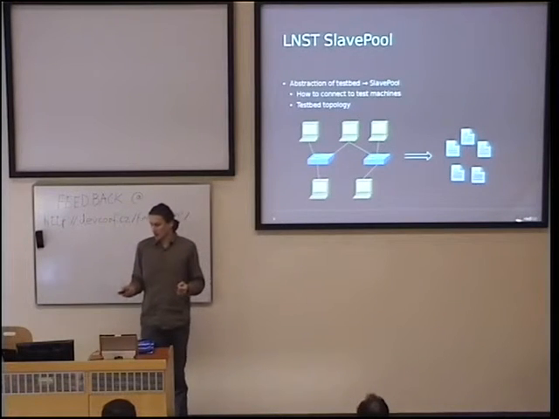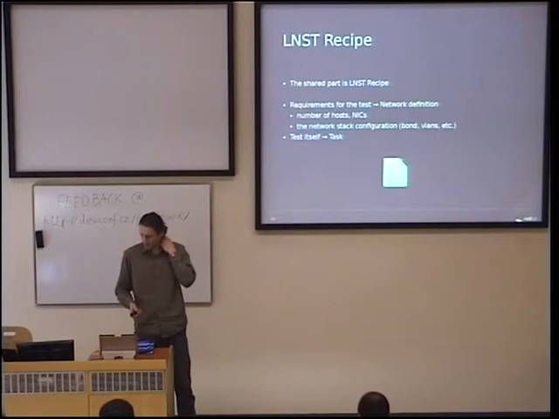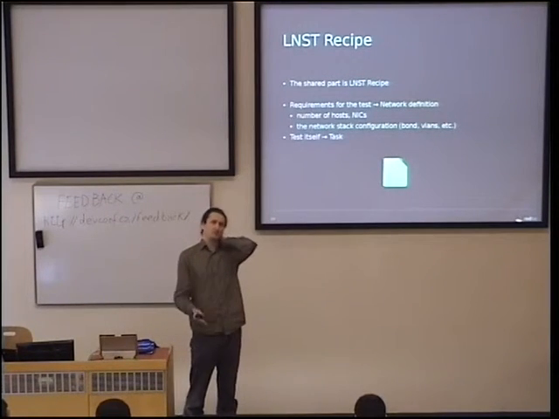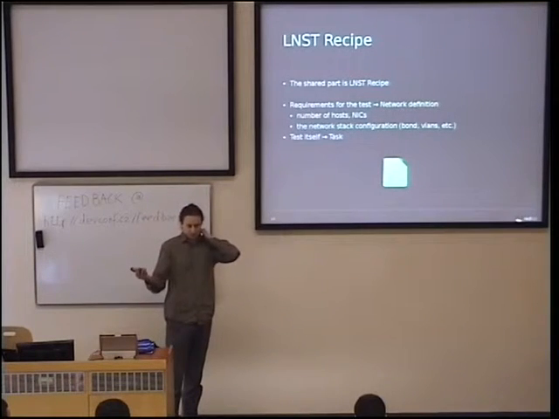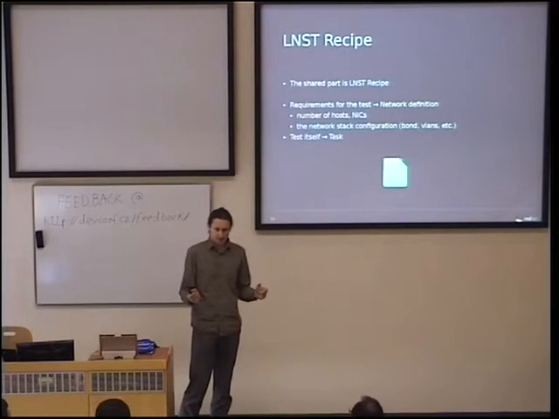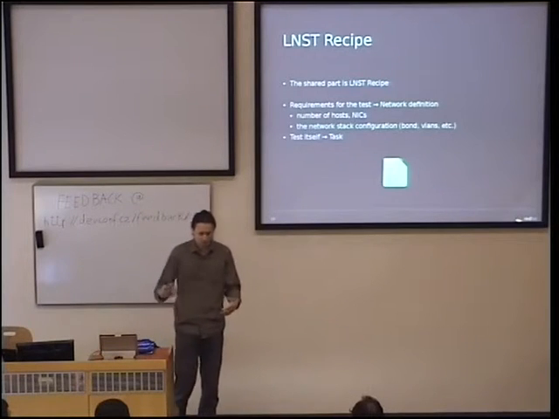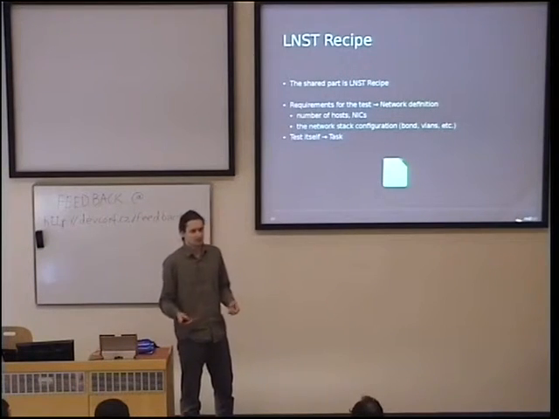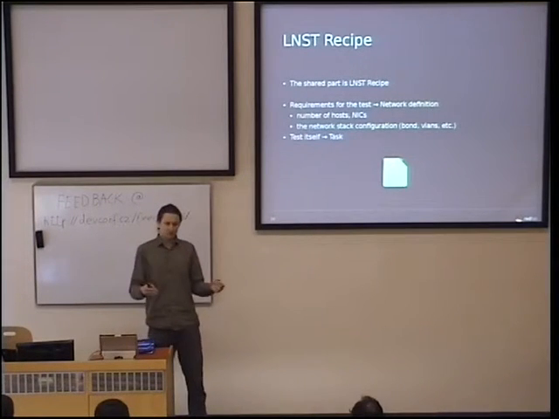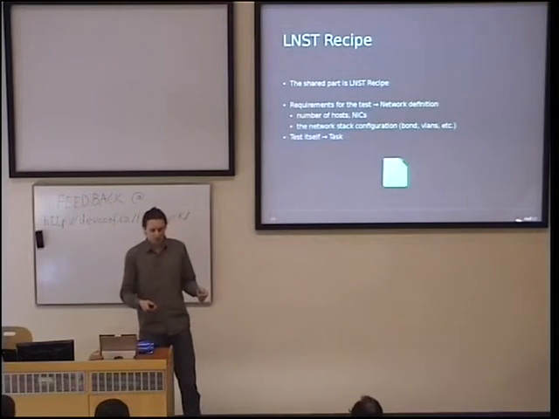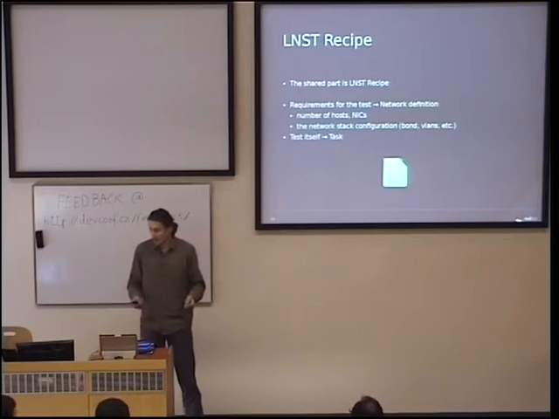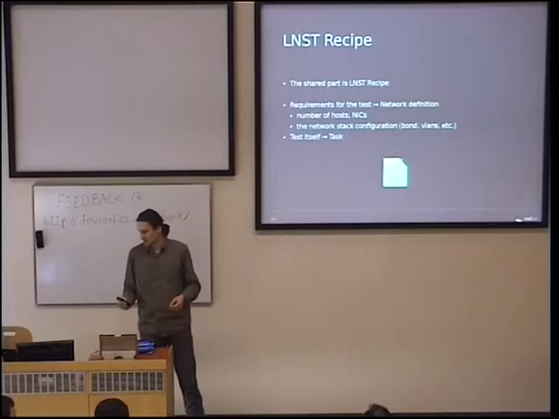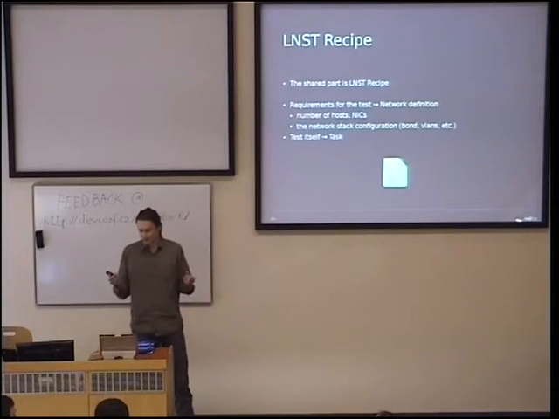Then the second thing, which covers the two remaining items for the network test, is the LNST recipe. The LNST recipe contains information about what you require for your test. So you say, I need two hosts for testing. On the first host, I need two network devices. On the second one, two, or even more. And then there is information about how you want to configure the network stack. So you want to bond the devices or configure VLANs on them or MACVLAN or whatever. Then there is information about the IP addresses you want to use on the devices. And the last part is actually performing the test, so the task you want to do on the configuration.